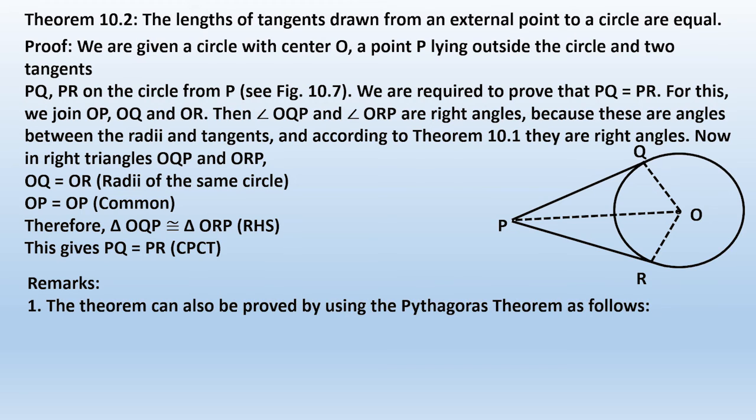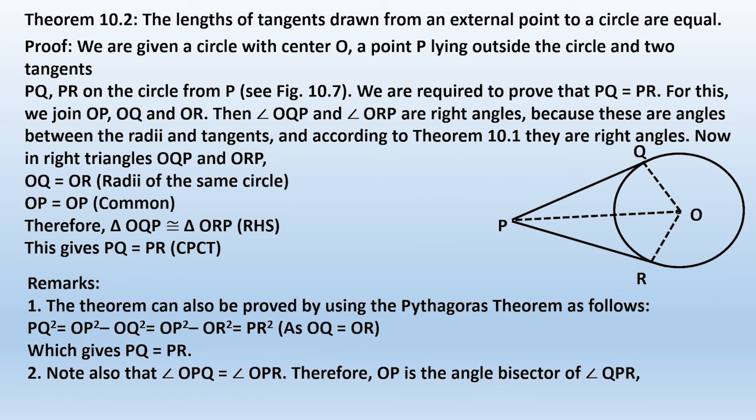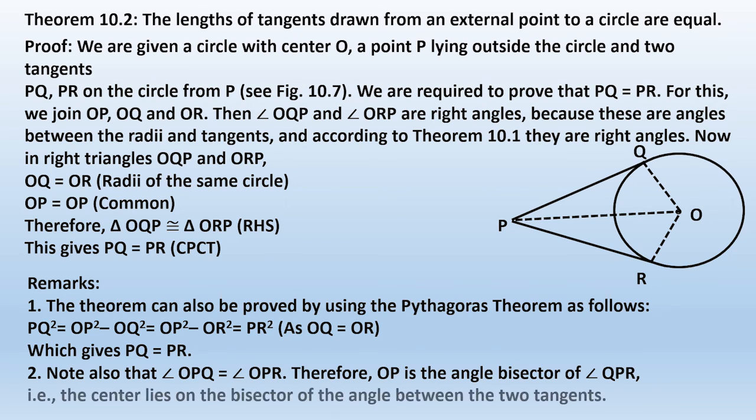We join OP, OQ and OR for this. Then angle OQP and angle ORP are right angles because they are the angles between the radii and the tangents, and they are right angles according to Theorem 10.1. Now in the right triangles OQP and ORP, OR is equal to OQ, that is the radii of the same circle. Side OP is equal to OP because it is a common side. Therefore, triangle OQP is congruent to triangle ORP. Thus gives PQ equal to PR.